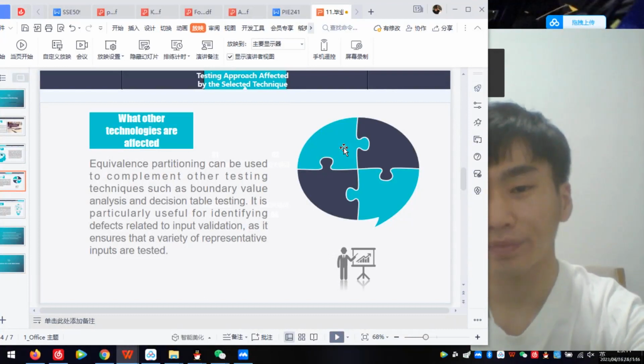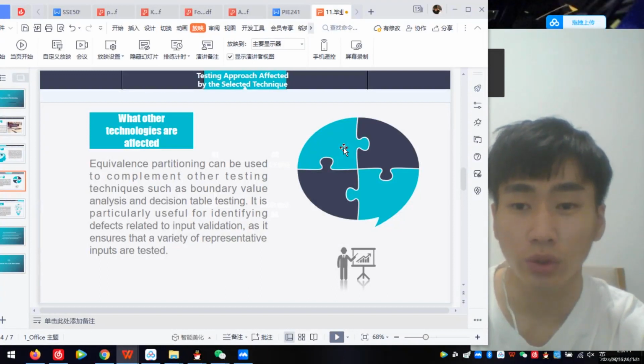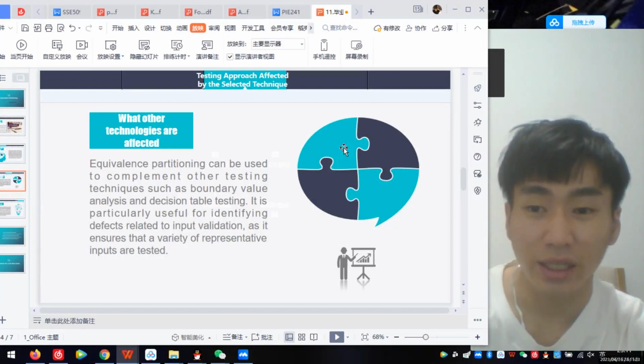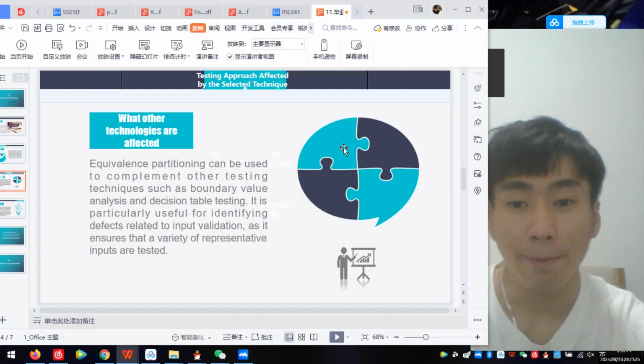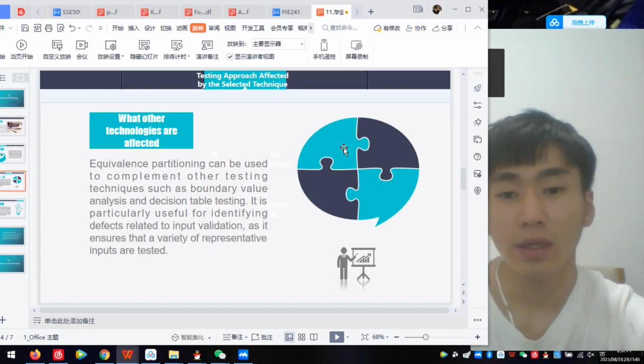And equivalence partitioning can be used to complement other testing techniques such as boundary value analysis and decision table testing. It's particularly useful for identifying defects related to input validation, as it ensures that a variety of representative inputs are tested.